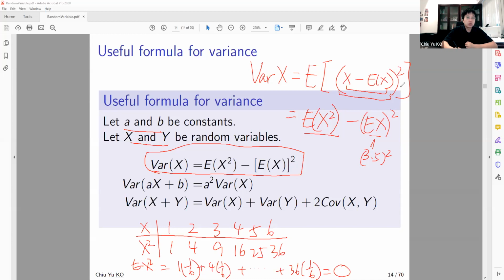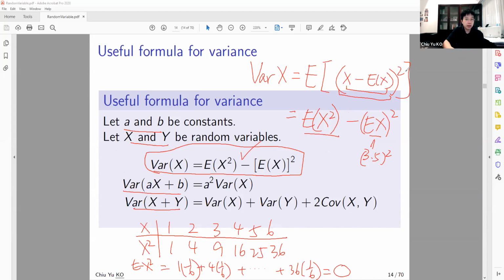And the reason why you would prefer this formula instead of this, right? Because computationally, this is much faster, right? You don't need to do subtraction for every term. You just do the subtraction once, okay? So sometimes this is preferred. And also when you derive formulas, this is also easier, okay? And these two equations actually are very similar, okay?